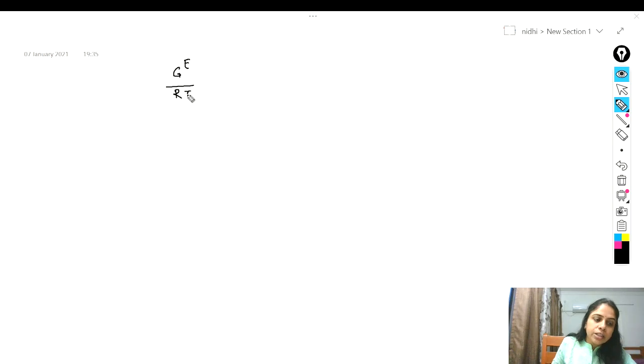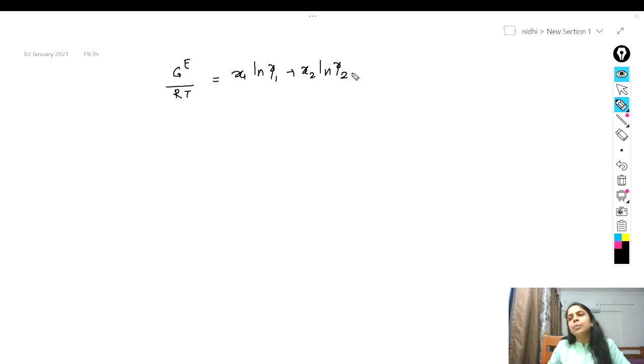Further, for binary mixtures, we know that excess Gibbs free energy is given by x1 ln of gamma 1 plus x2 ln of gamma 2. Now we can write this stability criterion in terms of activity, fugacity, or chemical potential. You can write this for your convenience. Whatever calculation you have to do, according to whatever data is available, you can use it accordingly or derive the relationship.